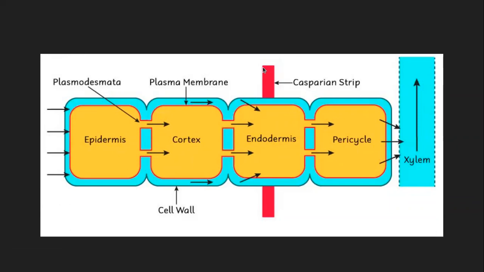Now, this thing that you see in red is nothing but the Casparian strip, which is a layer of cells present in the plant around the endodermis, which does not allow the leakage of water.